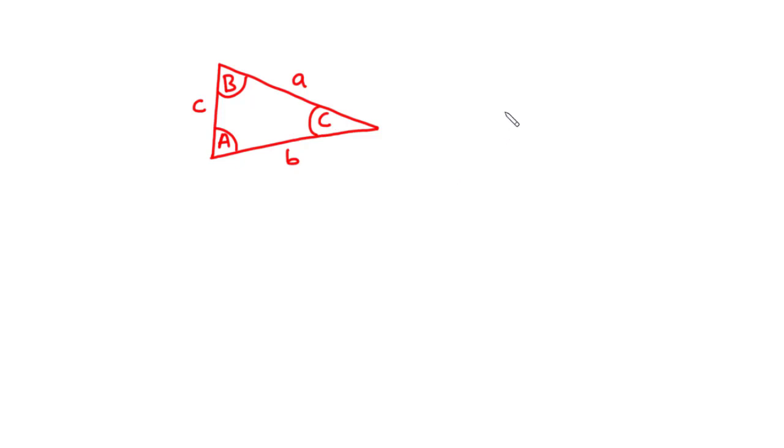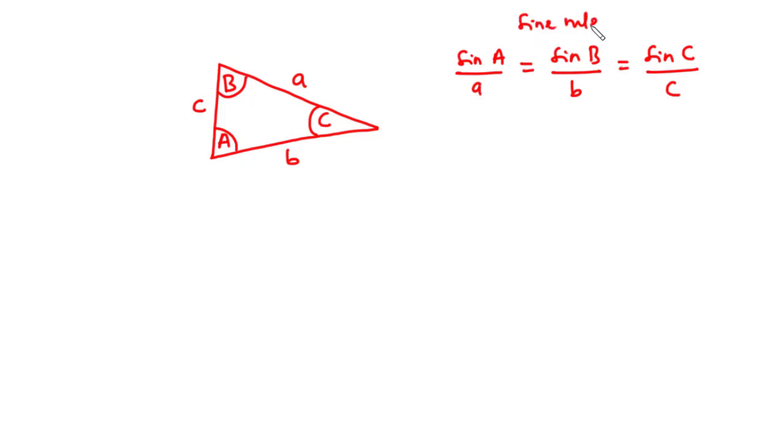Then according to the sine rule, sine of angle A divided by the opposite side of the triangle, that is side a, is equal to sine of angle B divided by the side opposite to angle B, that is side b, and that is also equal to sine of angle C divided by the opposite side, which is side c. Now you can use any two to find the sides or the angles of this triangle. So this is what you call the sine rule.